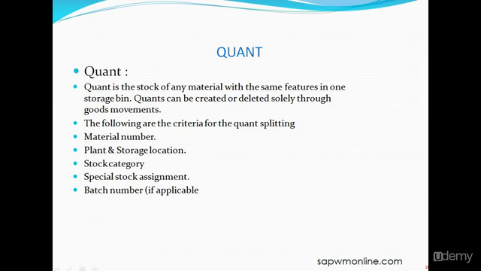So what is the criteria for generation of quant or for quant splitting? So if you are doing a goods receipt and you have two material numbers in the same goods receipt, then two quants would be generated. Similarly, if plant and storage location is different, two quants would be generated. If the stock category of the materials are different, quant would be split. It would be split if the materials have different special stock assignments or different batch numbers. All these factors would make the quant split.